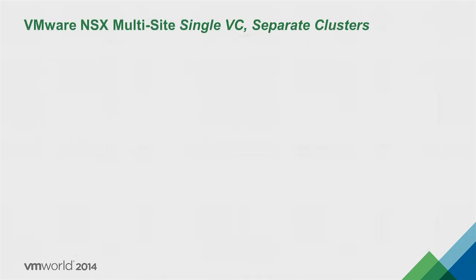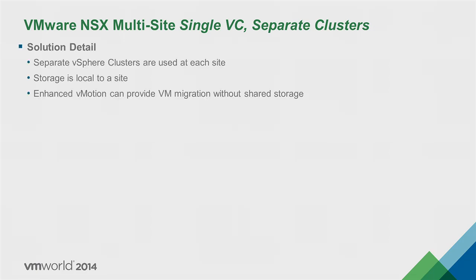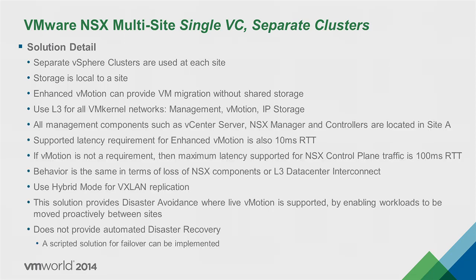So, while the designs are very similar, there are a couple of important differences. Given that we're not stretching clusters, we don't need to manage DRS rules and groups. Storage is local to a site. So if we wanted to migrate virtual machines in this case, we would need to use enhanced vMotion, basically a simultaneous vMotion and storage vMotion, which has its own bandwidth requirements that you need to be aware of. The latency requirements for that enhanced vMotion are also 10 milliseconds round trip time.